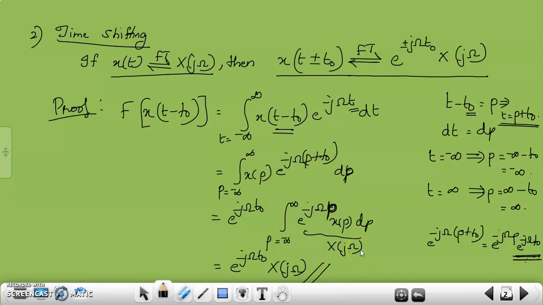This property has very much importance in signal processing theory. And the shift factor you also need to consider. If you have a plus sign here, in the frequency domain the exponential will be positive. If the shift is minus, then the exponential will be negative.